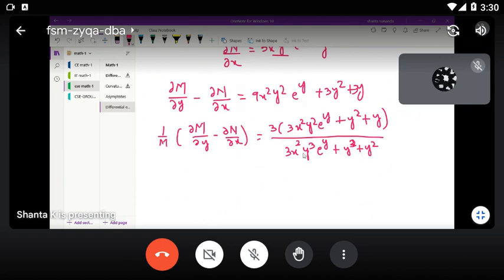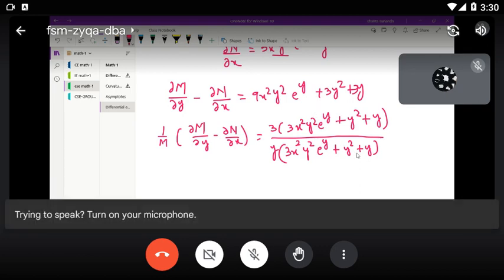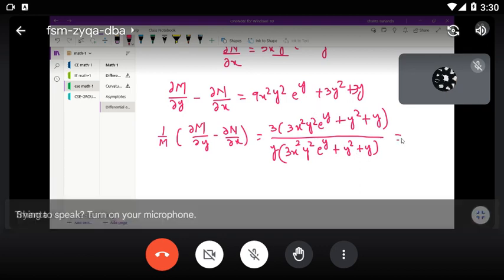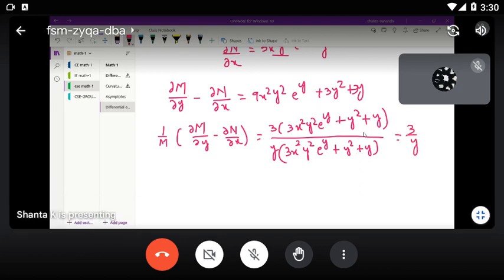So you can take common y here. You can see if you take common y, here we will have y squared, and here also is y squared, because it was y cube, it was y square. So now you see you can do the cancellation and you are left with 3/y. So it will be only a function of y. It's a minus g(y) form.